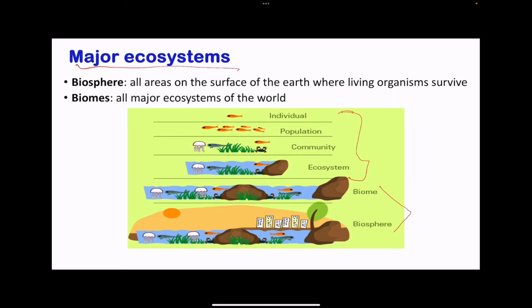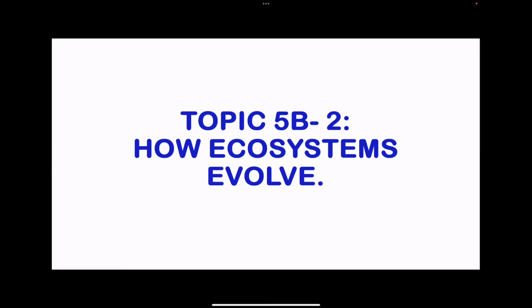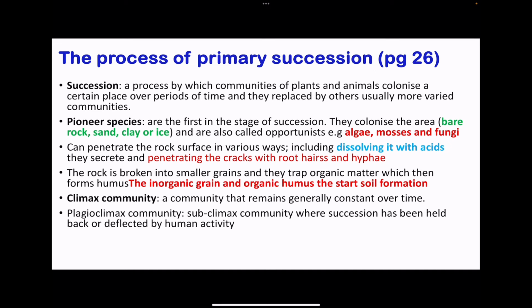The biosphere is all areas of the surface of the earth where living organisms survive, so you can see it's bigger than a biome. Biomes are all major ecosystems of the world. In topic 5B2, how ecosystems evolve, we're going to look at succession, and this involves primary as well as secondary succession. Succession is a process by which communities of plants and animals colonize certain areas over periods of time, and those are going to be replaced by others. Usually those others are going to be more advanced, and then they'll produce communities.